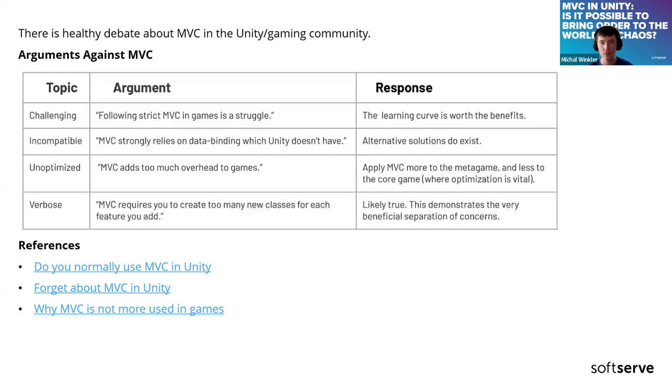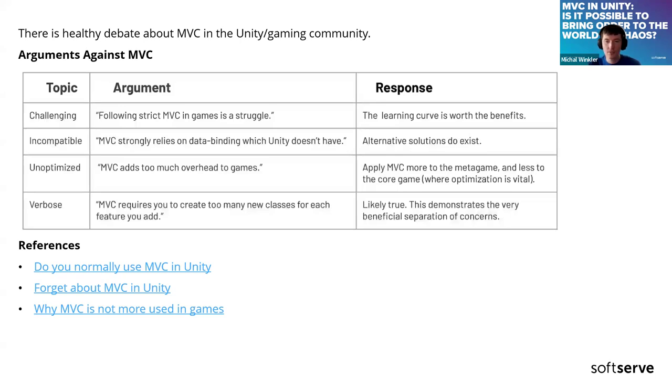Another argument is that Unity itself doesn't feature data binding. And without data binding, we can't establish the patterns of architecture that are meant for MVC. While certainly using data binding can make it easier to apply this, there are alternative solutions, and we'll see some of those. In particular, the observable class is how we're going to solve that within our architecture. Here we get something like binding pretty easily off the shelf.